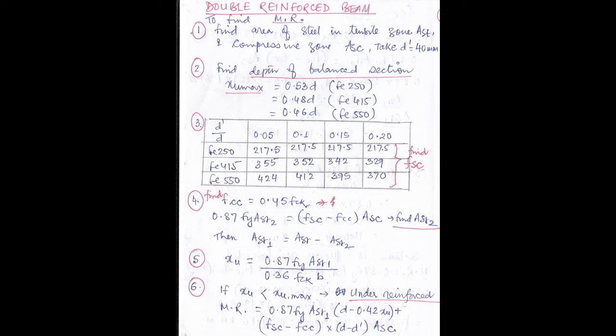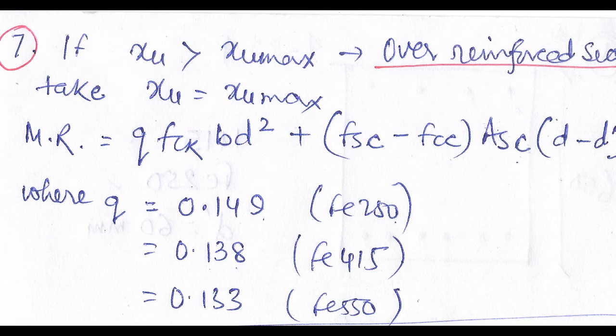But if Xu is greater than Xu max, then the section is over reinforced. In that case, take the value of Xu as Xu max, and MR you can find out by MR equal to Q fck bd square plus within bracket fsc minus fcc bracket close multiplied by Asc, again within bracket d minus d dash. Now what is Q? Q is the moment of resistance factor, MR factor. Q value is 0.149 for Fe250, 0.138 for Fe415 and 0.133 for Fe550.